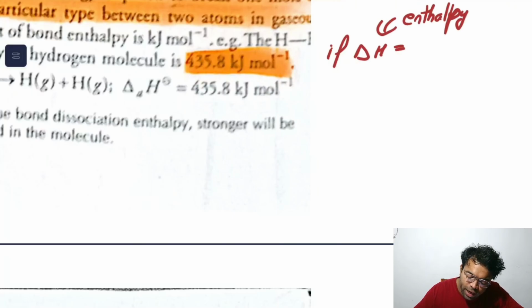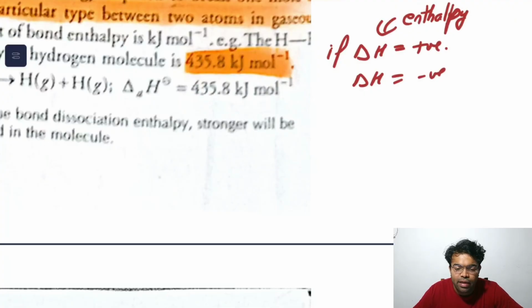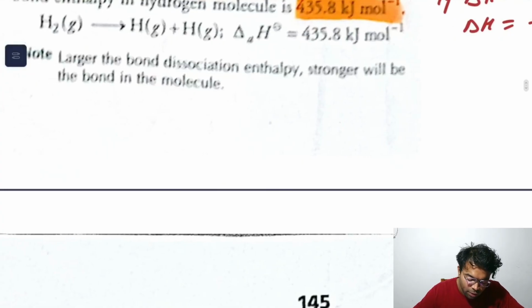Enthalpy. Now, in chemistry, if delta H is positive, it means the heat has to be supplied in. If delta H is negative, then the heat will be released. No heat has to be supplied. Okay. Now, note, the larger the bond dissociation enthalpy, the stronger will be the bond in the molecule.